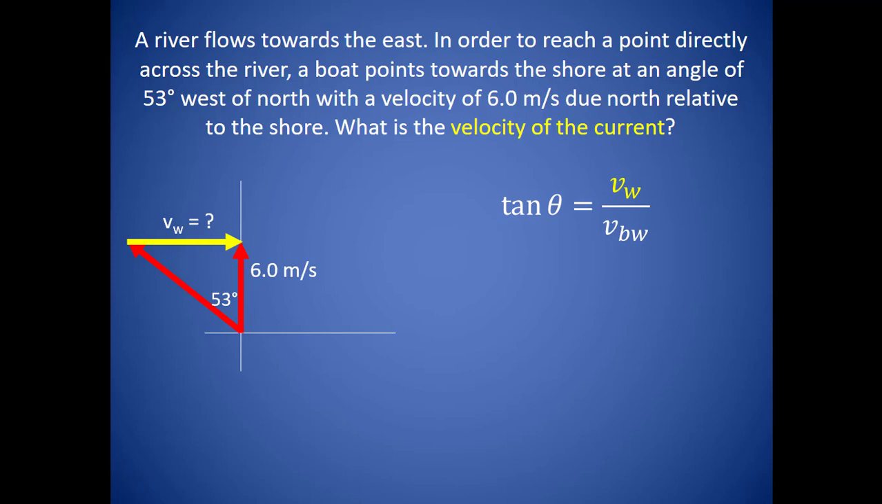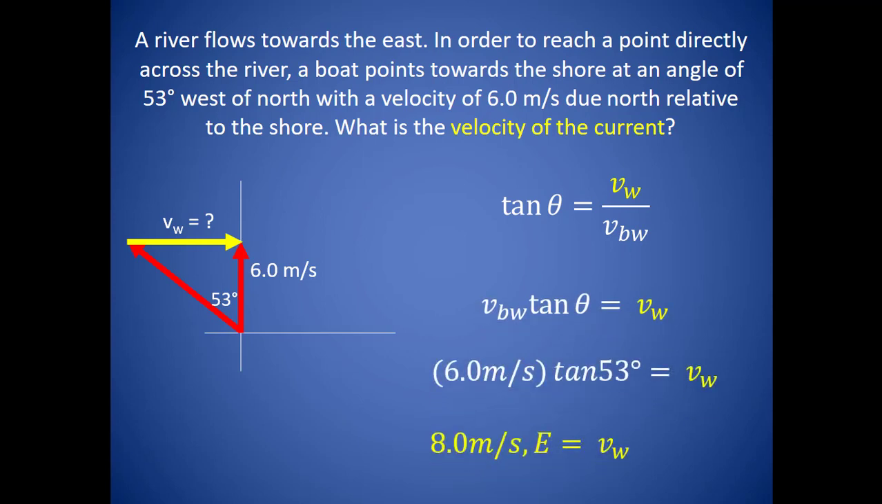We are looking for the opposite side, so the best one to use here is going to be our tangent function. The tangent of the angle will be equal to the velocity of the water over the velocity of the boat in the water. So rearranging this, we're going to take the velocity of the boat in the water times the tangent of the angle. And solving for this, we find a velocity of 8 meters per second to the east.